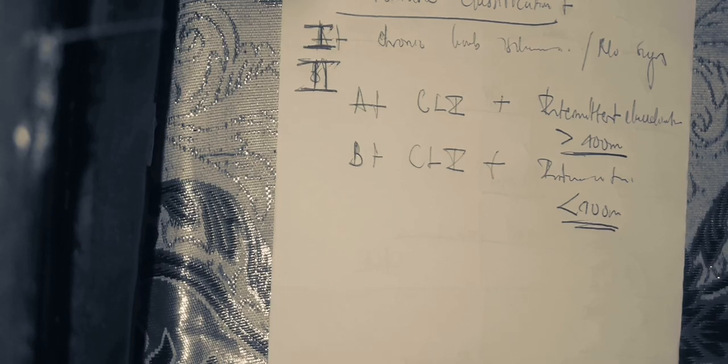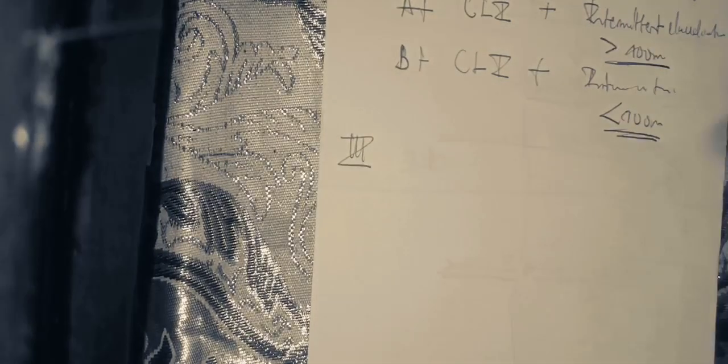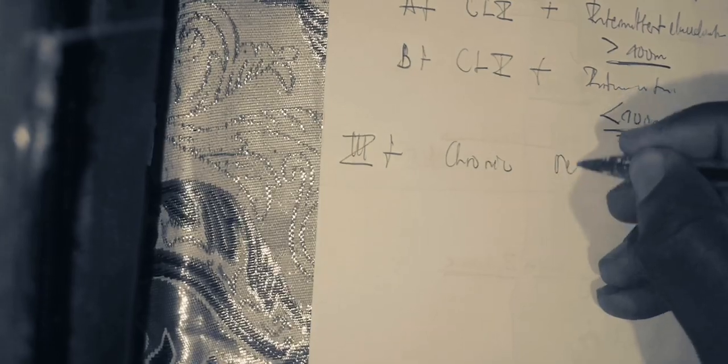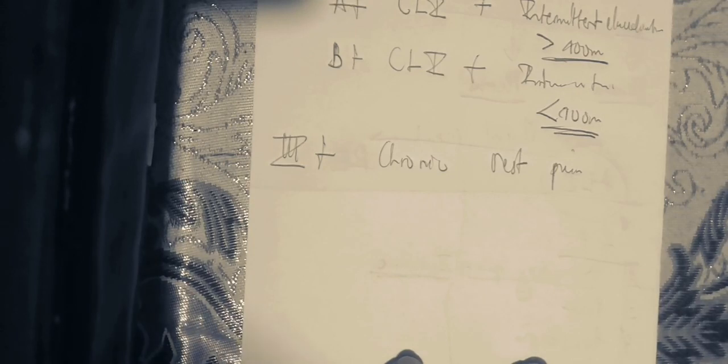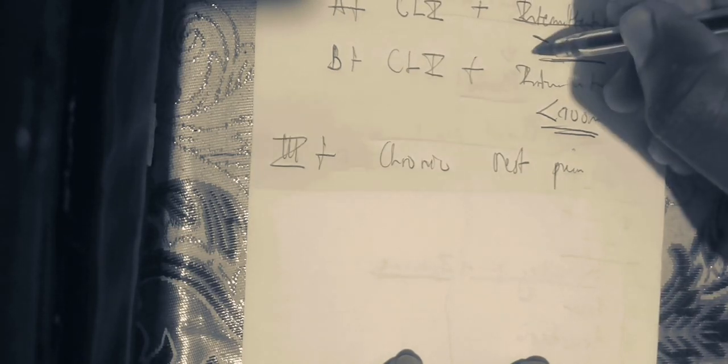Is it clear? Now after that, the third element of the Fontaine classification is chronic rest pain. Every time that the patient already has a chronic rest pain, is it clear? The pain is at rest. It's a Fontaine 3 classification. He may have a history of intermittent claudication after moving for 100 meters, then after moving for less than 100 meters. And after that, you now have a resting pain. It means that it's already at the Fontaine 3 classification.